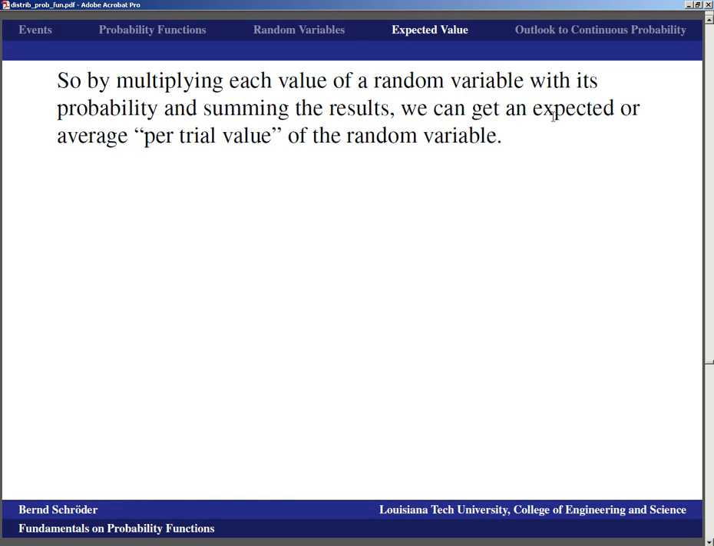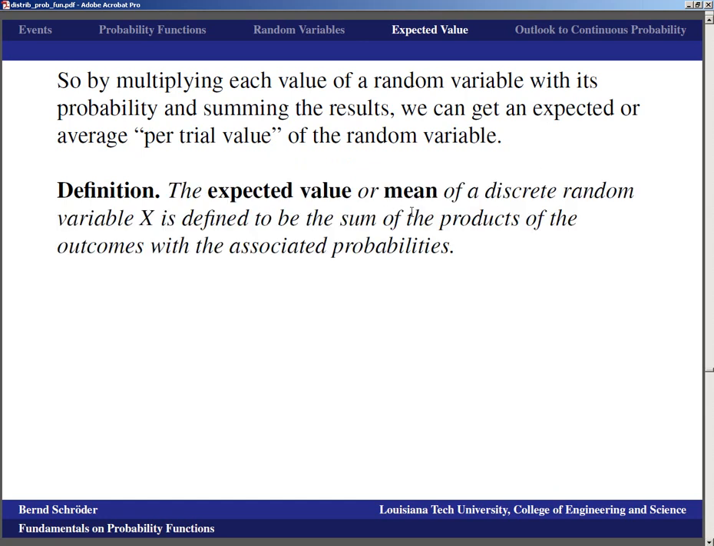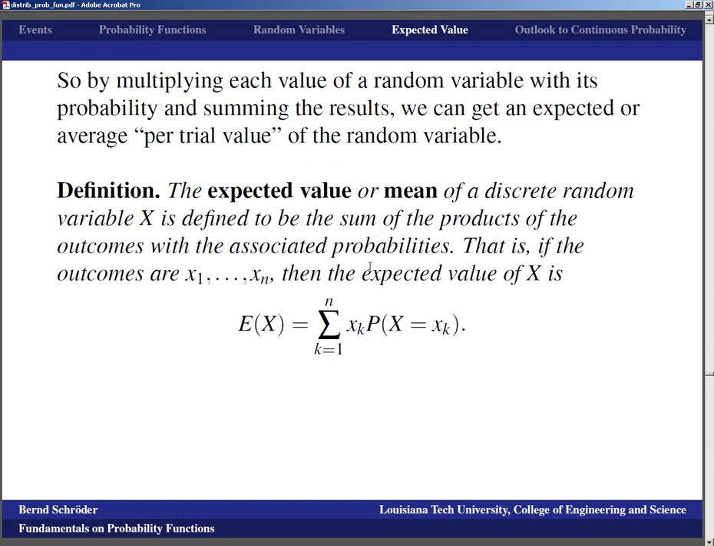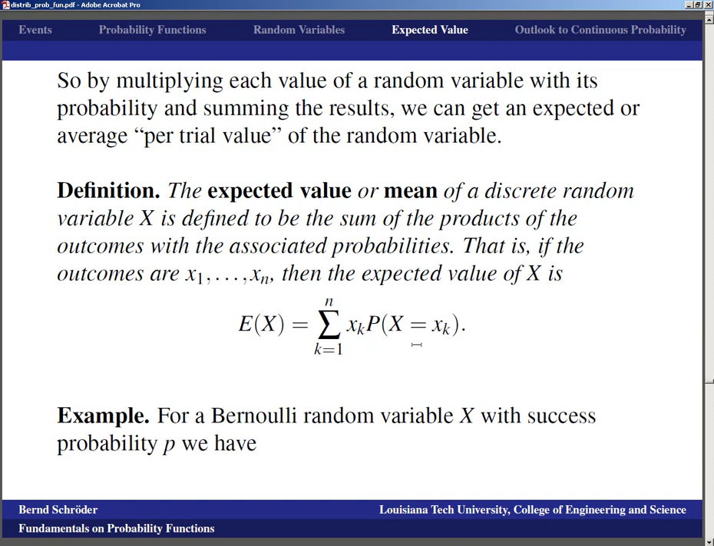And so by multiplying each value of a random variable with its probability and adding the results, we basically get an expected or average per trial value of the random variable. And so the definition that goes with that is that the expected value or mean of a discrete random variable is the sum of the products of the outcomes with the associated probabilities. That is, if the outcomes are x1 through xn, then the expected value of x is the sum over all the possible outcomes. You take your xk and you multiply with the probability that x is equal to xk. Example, for a Bernoulli random variable x with success probability p, we have that the expected value is 1 times p, the outcome 1 times the success probability p, plus the outcome 0 times the failure probability 1 minus p. So the expected value of a Bernoulli random variable is p.